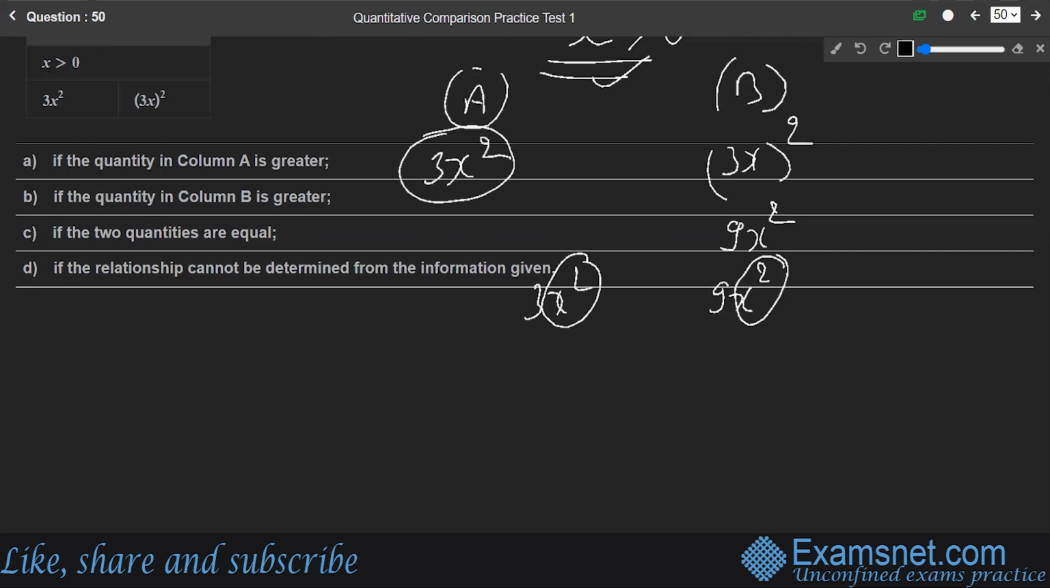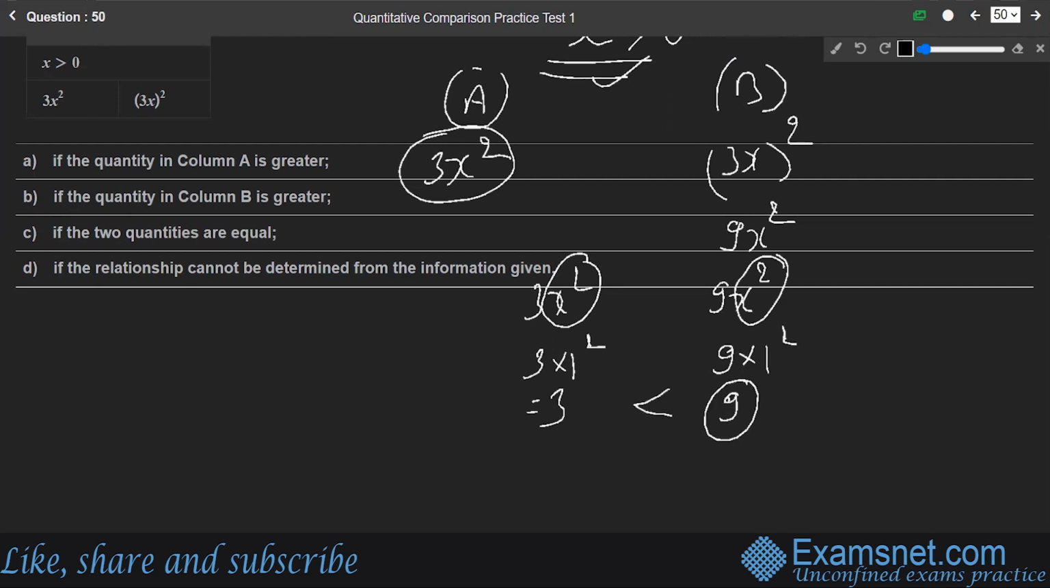We can do this with any example also. We can choose any x and find out. Let us choose x as 1 itself. The left hand side value will be 3 into 1 square, that is nothing but 3, and the right hand side value will be 9 into 1 square, that is 9. So clearly 9 is greater than 3.